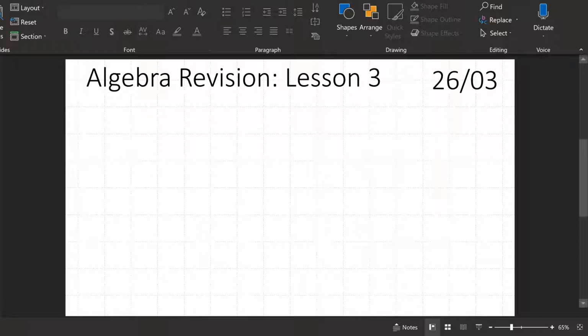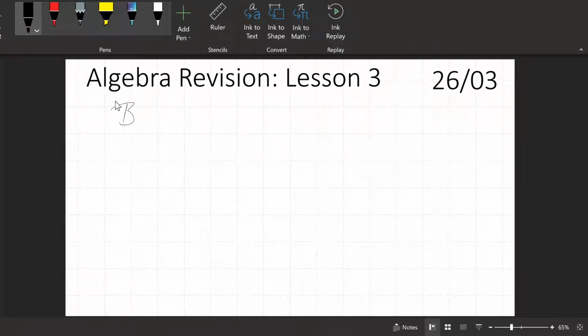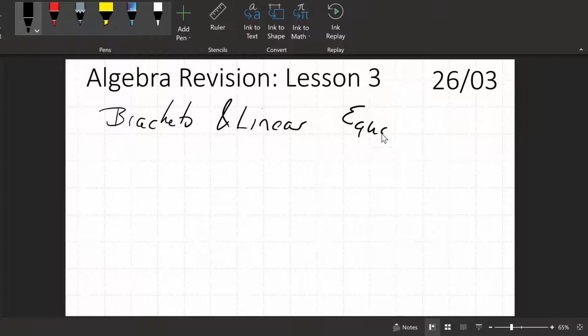Today we're going to continue with our revision of algebra, lesson 3, 26th of March. We're going to tie in our method of doing brackets and linear equations. The idea here is that we'll be able to solve a linear equation with brackets at the same time. Again, this is fairly straightforward stuff.